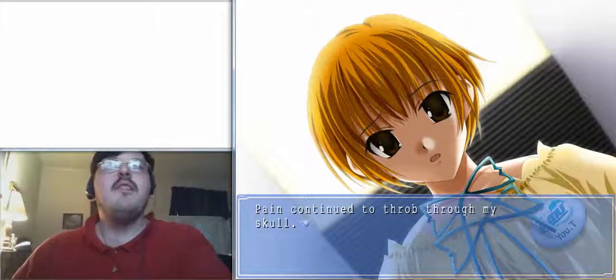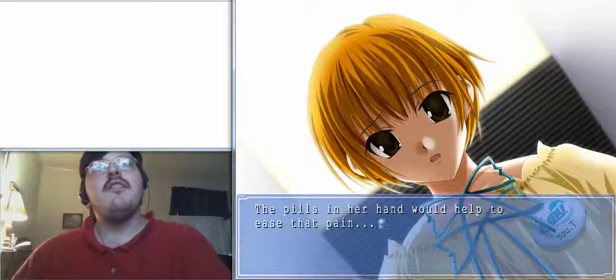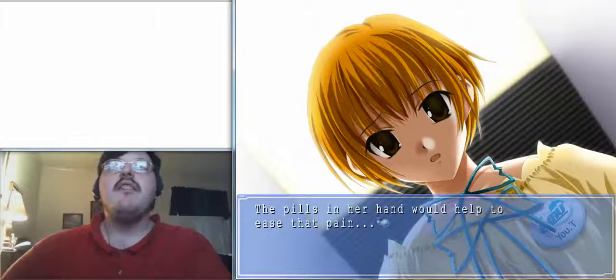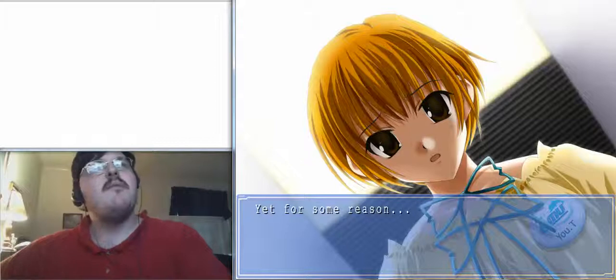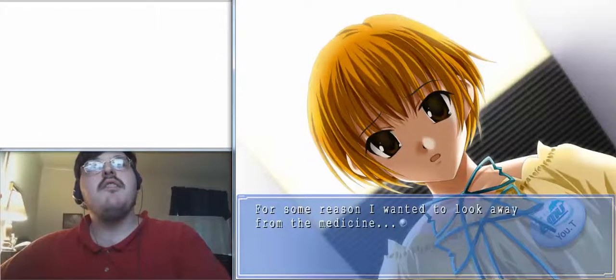Oftentimes. Pain continued to throb through my skull. Pills in her hand would help to ease that pain. Understood all of that. Yet for some reason I wanted to look away from the medicine.